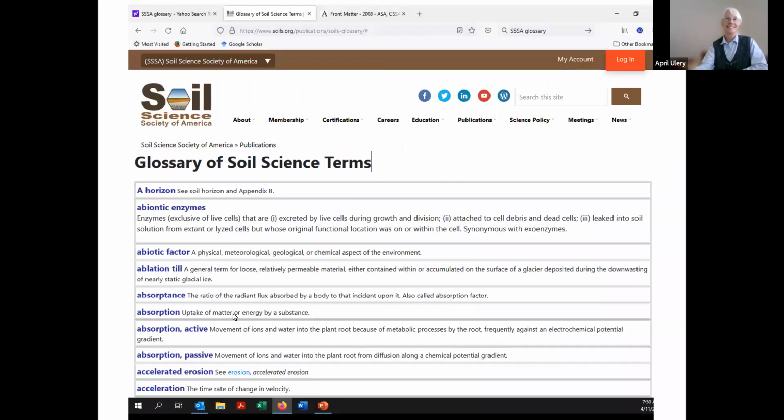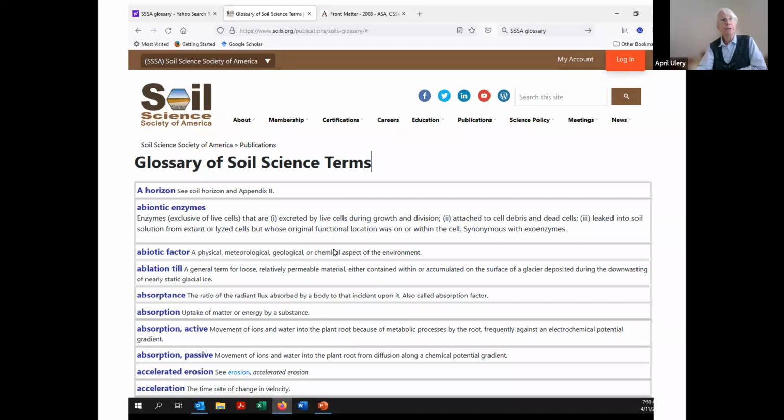Oh, sorry. So here's a screenshot of the current glossary of soil science terms. A couple of things to note here is that I'm not logged in. So this is open to the public as it currently stands. What else do you notice here, if you can even see anything?